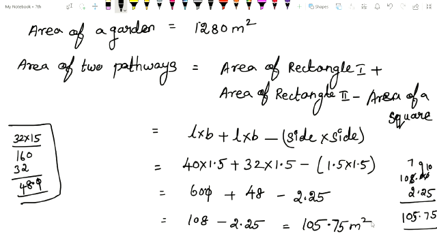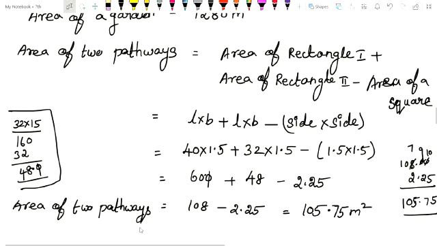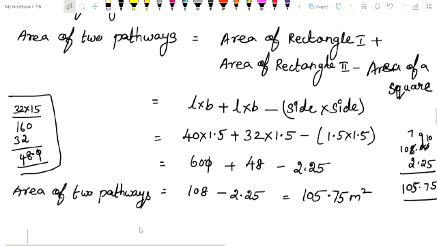105.75 meter square. This is the area of two pathways. Okay. Next, we need to find out the area of the garden without the pathways. Without the pathways means we need to subtract the area of the pathway from the area of the garden. Okay.